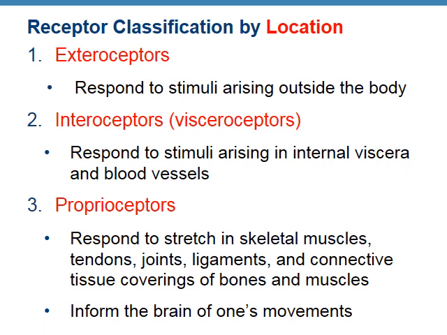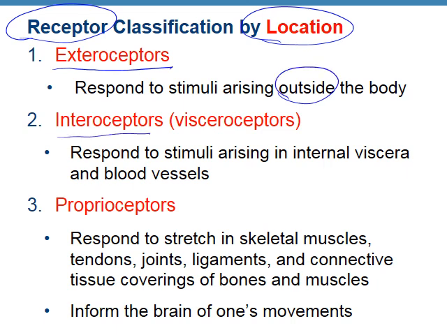This one's pretty simple too. Where do we find them? So we're looking at receptors, and where are these receptors located? You either have receptors that are external, outside the body. You have internal receptors. So these are in the viscera, the blood vessels inside.